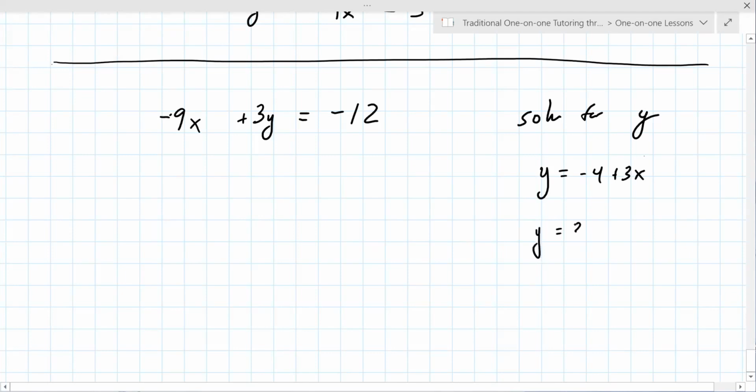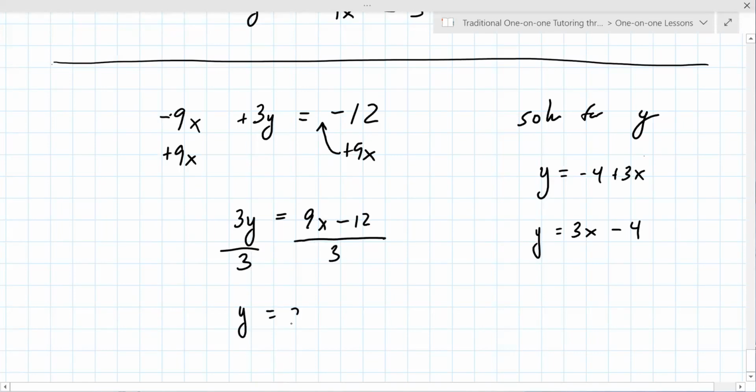Okay, so again, it's really important that you put the variable term first. Oh, yeah. Okay, so let's take a look here. I'm going to add 9x to both sides. 3y equals, and this is where you've got to put it ahead of that. So 9x minus 12, and then you're dividing both things by 3. So it's 3x minus 4. Perfect.